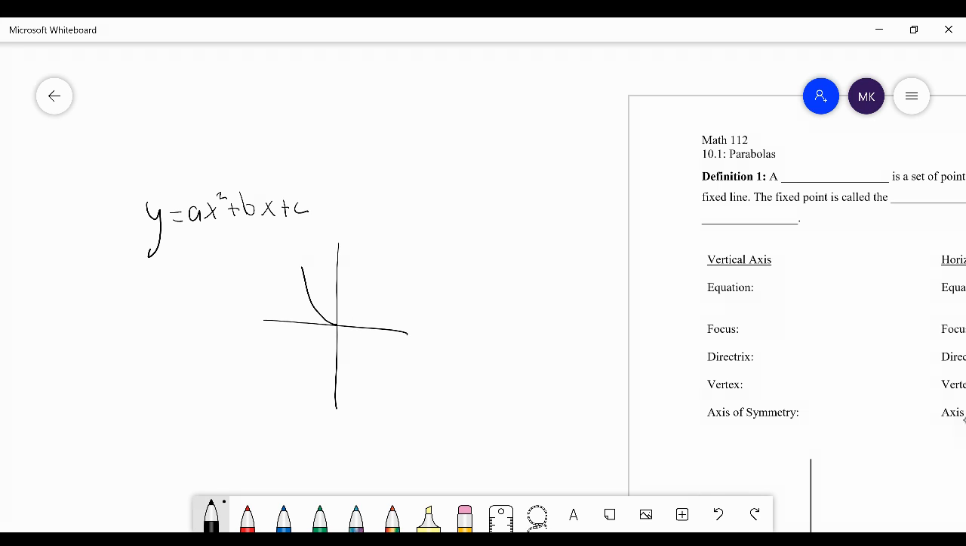But a parabola is just this kind of shape of a graph. It does not necessarily mean a function in the traditional sense that we think about. So we want to be able to talk about parabolas that go other directions, say this way. And the way we're going to do that is we're going to talk about them in a little different manner.